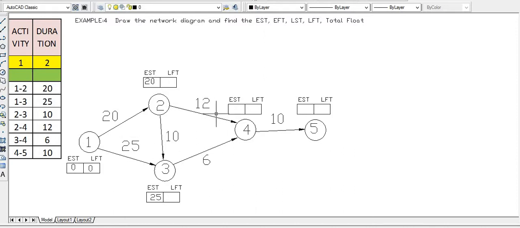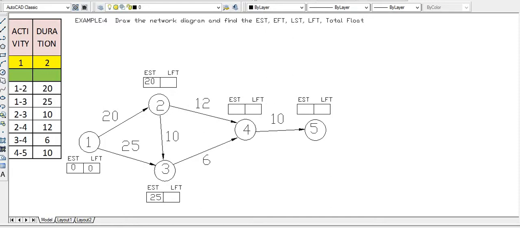In this route, 1 to 4, that is nothing but 20 plus 12, that is 32, and in this route, that is nothing but 31. Again this route is also there. 1 to 4 is one route, 1 2 3 4 is also one route, and 1 3 4 is also one route. Okay, so out of these three routes, what is the maximum value? For EST, we have to take the maximum duration.